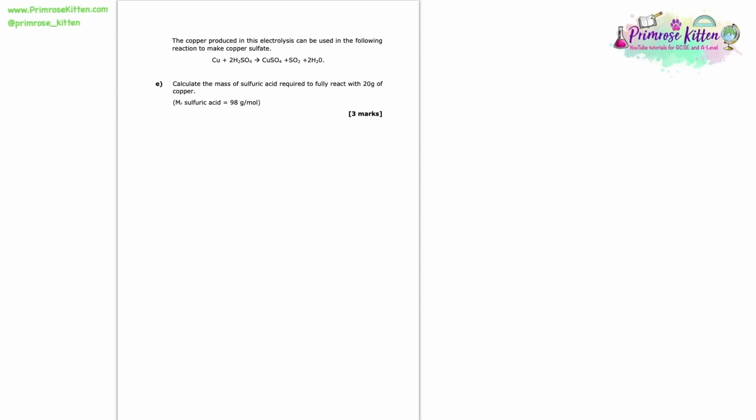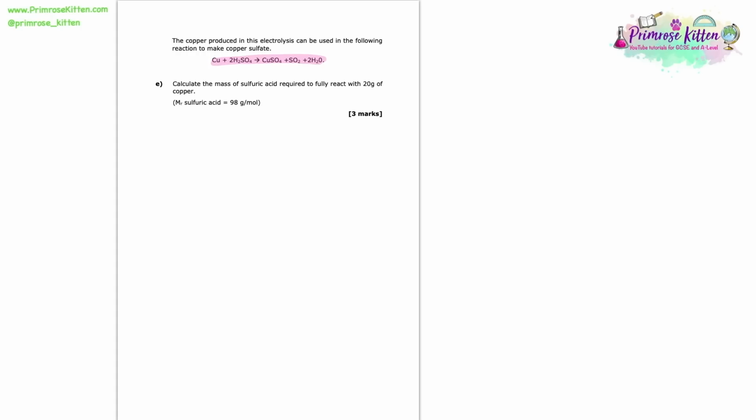The copper produced in this electrolysis can be used in the following reaction to make copper sulfate. So here we've got copper plus 2 sulfuric acids makes copper sulfate, SO2 and H2O. Here we're asked to calculate the mass of sulfuric acid required to fully react with 20 grams of copper. Now this question is a reacting masses question.